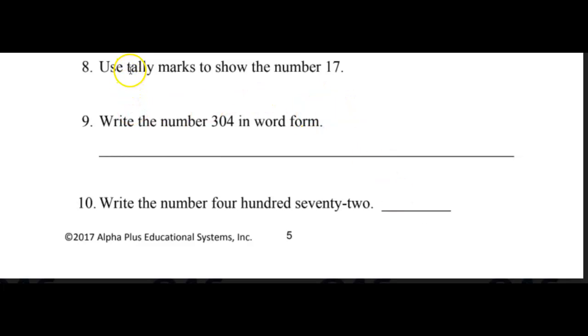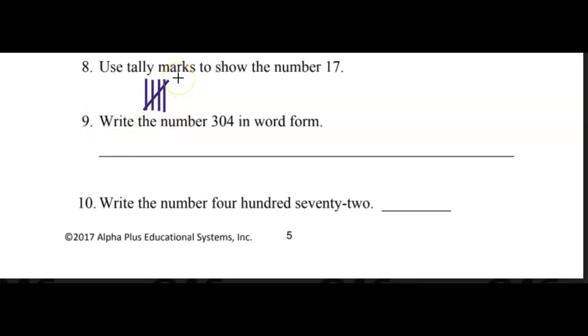You're going to use tally marks to show the number 17. Remember, you make 1, 2, 3, 4, and then diagonal to make your 5th one. So, how many of those will make the number 17? Practice on your whiteboard, pause the video, and then come back and check your answer. No cheating, pause the video and do it on your end first.